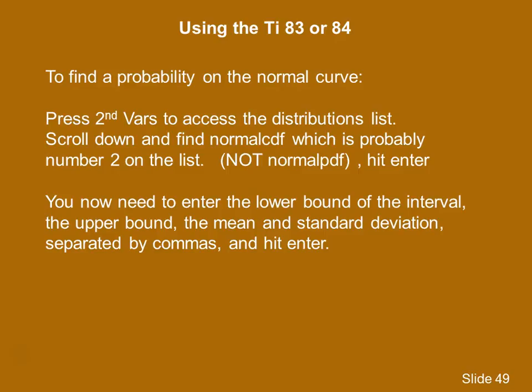On my calculator, that's number 2. Do not use number 1, normal PDF. We will not be using that at all. So go to normal CDF and hit enter. The calculator is now waiting for the following information: the lower bound of the interval whose probability you want, the upper bound of the interval whose probability you want, the mean of the distribution, and the standard deviation. And all of these will be separated by commas, and then hit enter.